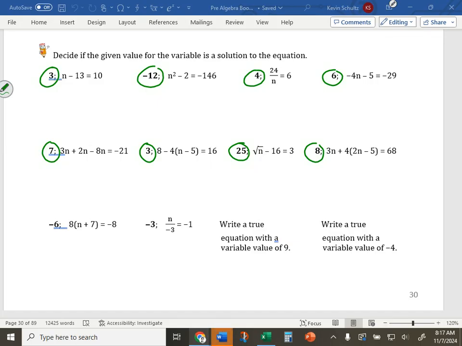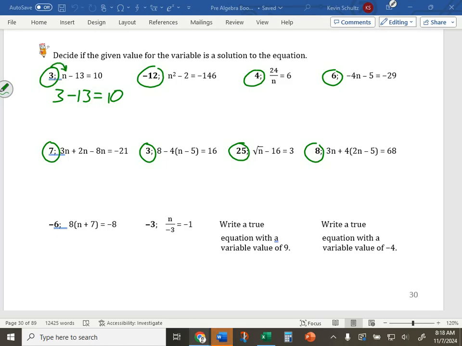Now, if all you write is a yes or a no for an answer, you're not going to get credit, right? Because you can just guess on all of them. I need to see the work. What is the work? I want you to rewrite this equation with that value plugged in, right? The bolded value is what you are testing. So that goes in for the variable. 3 goes in for n.